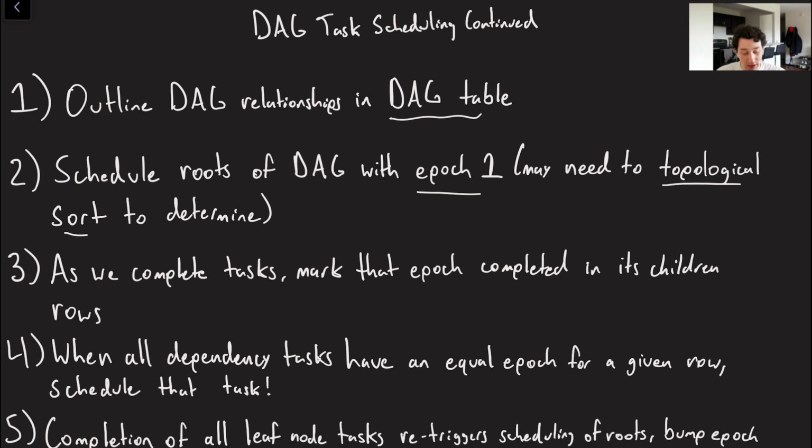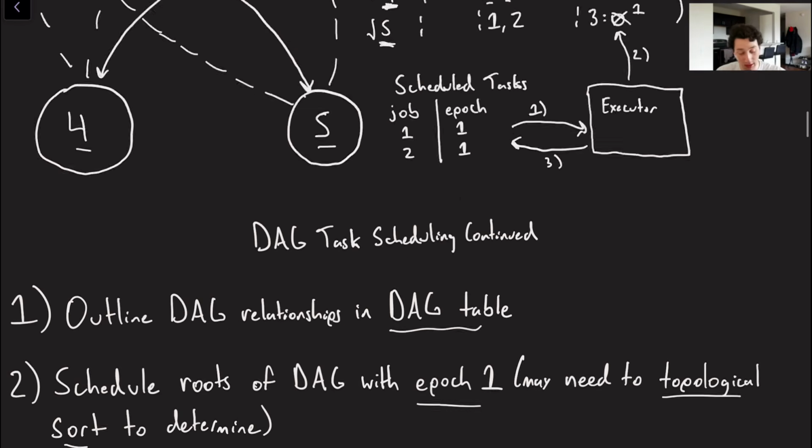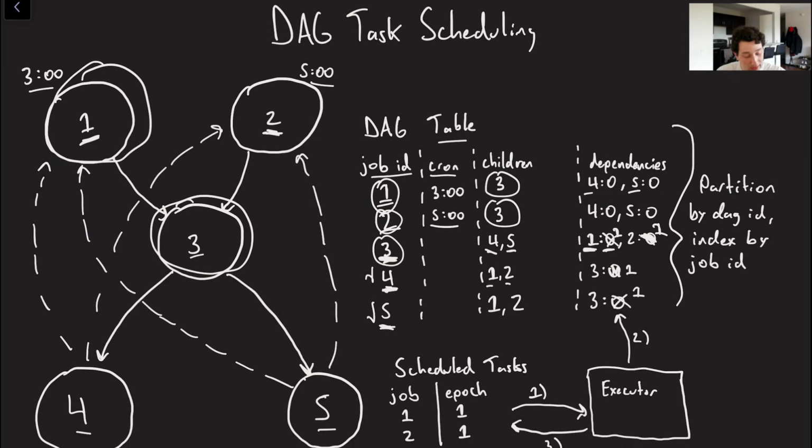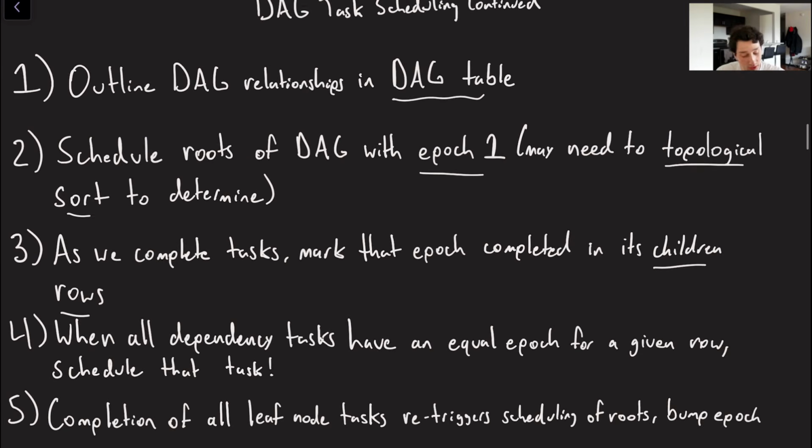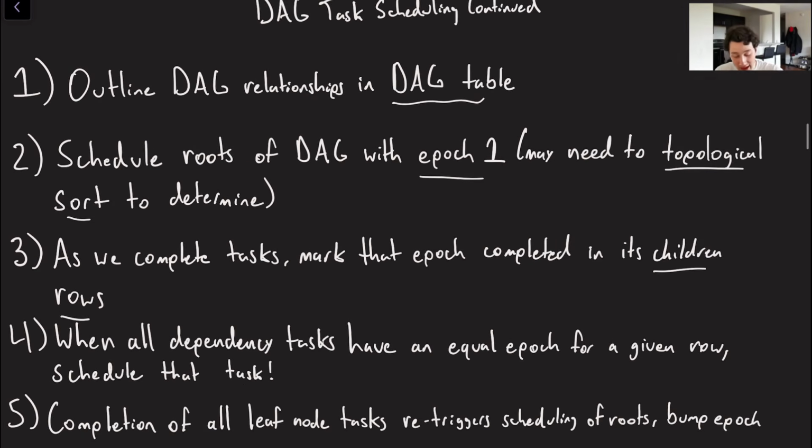Cool. And then as we complete those tasks, basically what we want to do, like I mentioned, is just mark that their epoch is completed in all of their children nodes. So that's going to be some sort of atomic transaction right there because we have to modify multiple rows at the same time. And then finally, when all of those dependency tasks have an equal epoch for a given row, right? So if I'm node 3 over here, when I see that both node 1 and node 2 are on epoch 1, that means I can run job 3 for epoch 1. So I can go ahead and schedule that task.